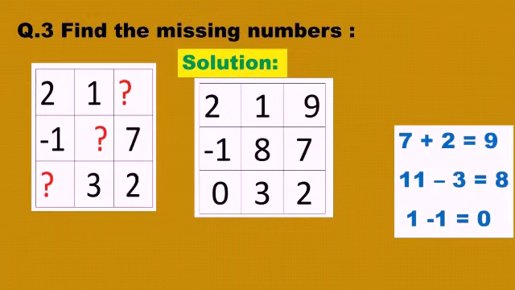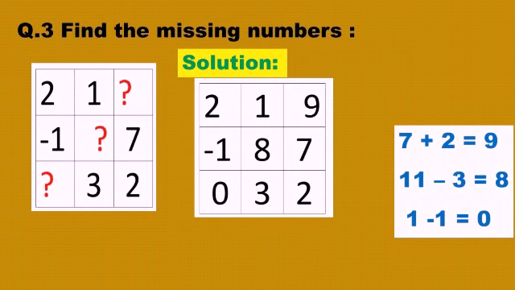So just look at the third question. Find the missing numbers. See the question. The red question marks are what you have to find out. As we have done in the first and second questions, the same will be followed in the third question also. That means we have to observe each column to find the missing number.